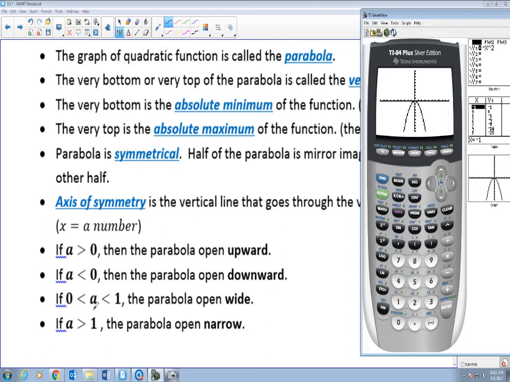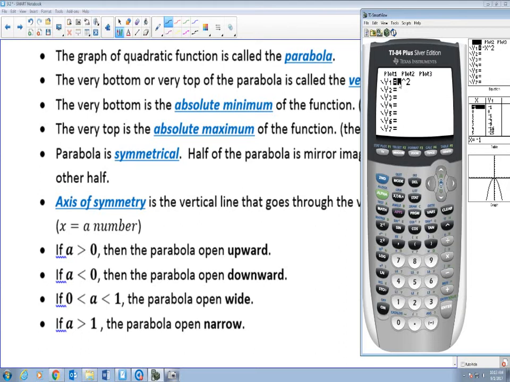Alright. If that number A, okay, the first two up here is for the signs. If that number A is anything between 0 to 1, okay, anything between 0 to 1 is referring to 0 point something. 0 point something converted into a fraction will be referring to proper fractions. So if this number A is a proper fraction, then my parabola will open wide.